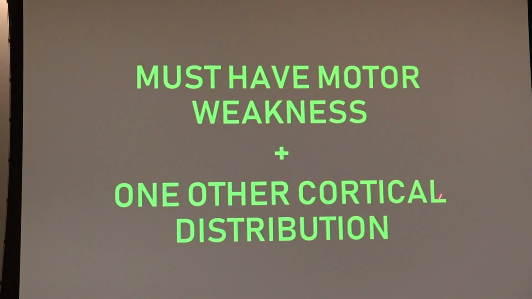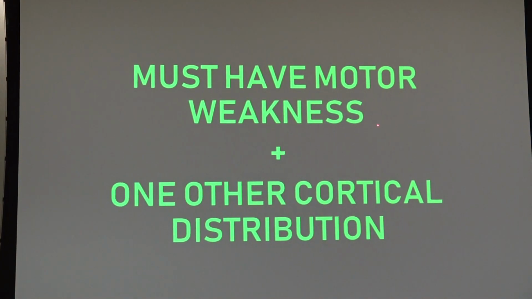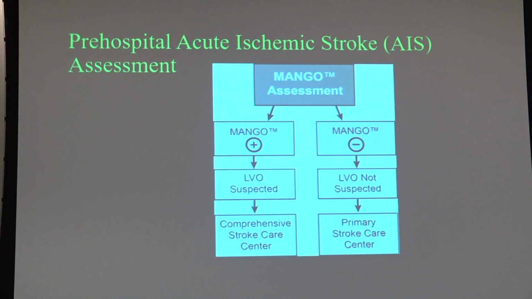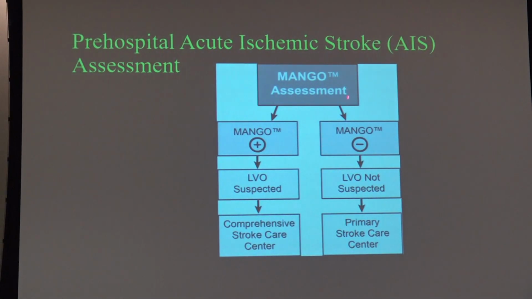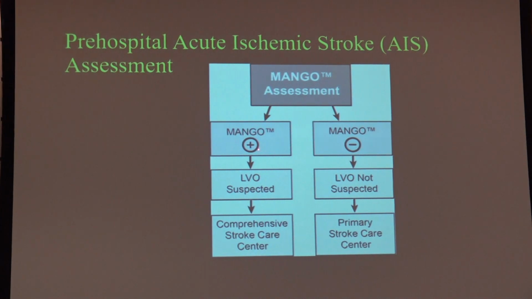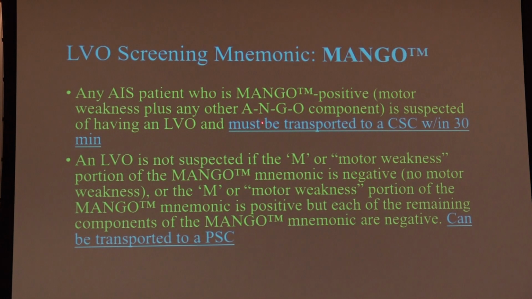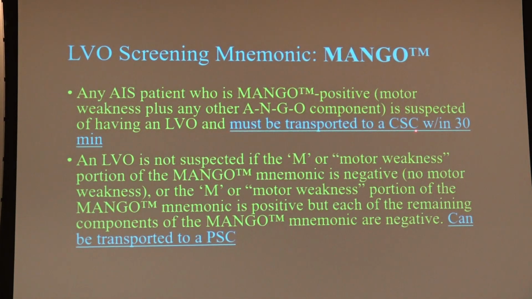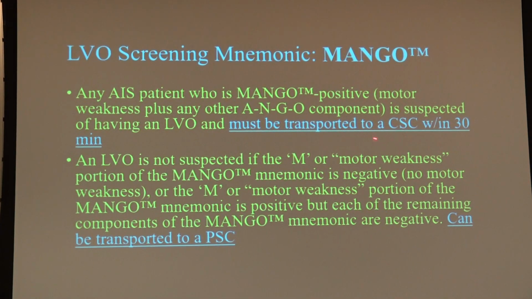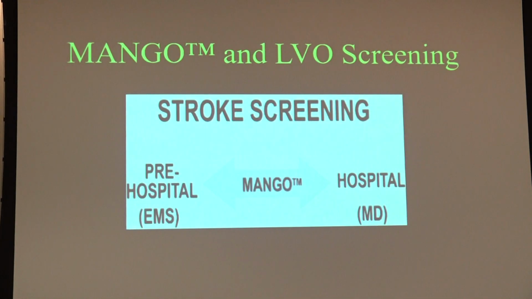This is the most important slide of this whole lecture. To be MANGO positive, you must have motor weakness plus one other cortical distribution. So again, when you assess for MANGO or large vessel occlusion, acute ischemic stroke, if they're MANGO positive, you suspect an LVO, you go to a comprehensive stroke center. If they're MANGO negative, you don't suspect an LVO and they could go to a primary stroke center. Again, if they could go to a comprehensive stroke center within a reasonable period of time and they're MANGO positive, you suspect an LVO, take them to a comprehensive stroke center.